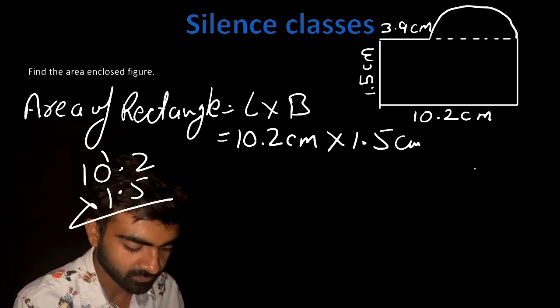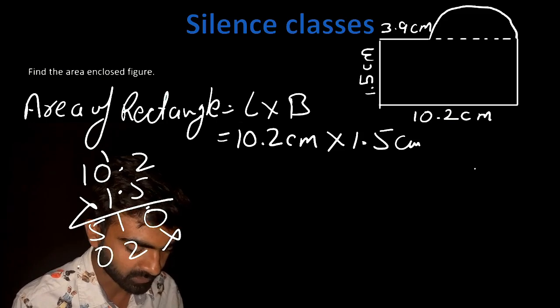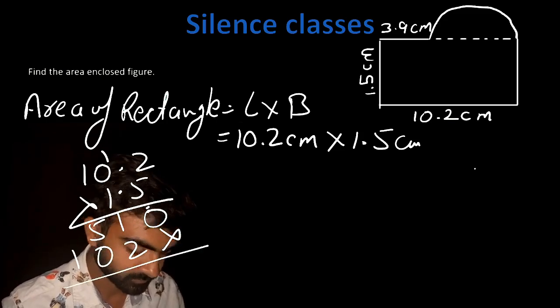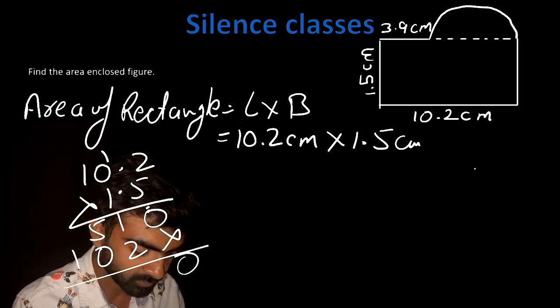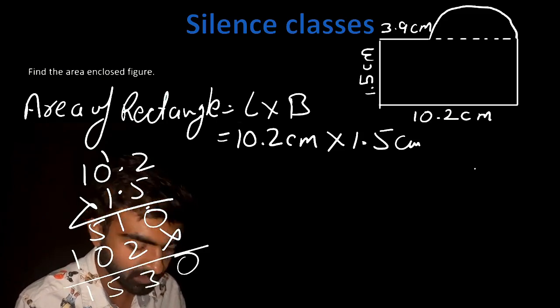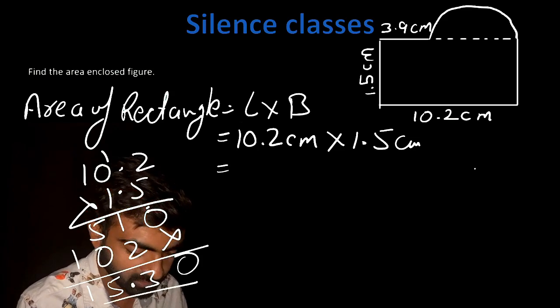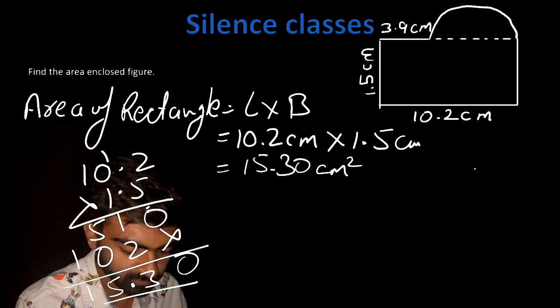5 2s are 10. Okay, 1 and 5 ones are 5. 1 2 is 2, 0 and 1. Okay, so it will become 1 5, means after two numbers we have to put point, so we can write it down. 15.30 centimeter square is the area of a rectangle. Okay, over here we got the area of rectangle.